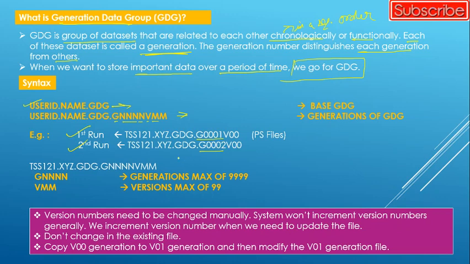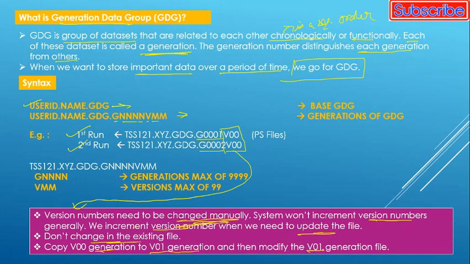Okay, and you can see here the version number remains the same. So, what's the reason for this? It is mentioned here: the version number needs to be changed manually. The system won't increment the version number generally. We increment the version number when we need to update the file. Don't change the existing file. Copy the V00 generation to the V01 generation and then modify the V01 generation file. Okay, so that is the reason for the version number.